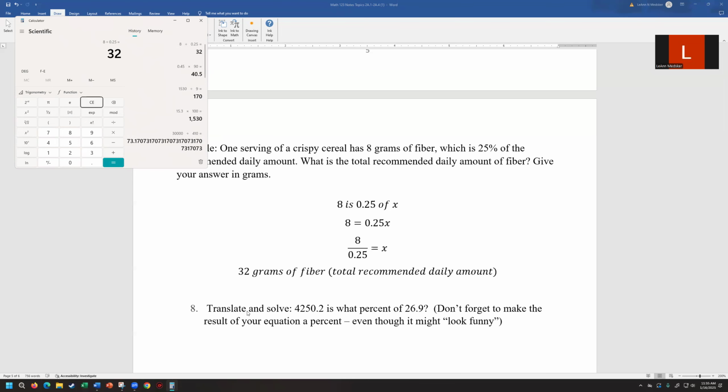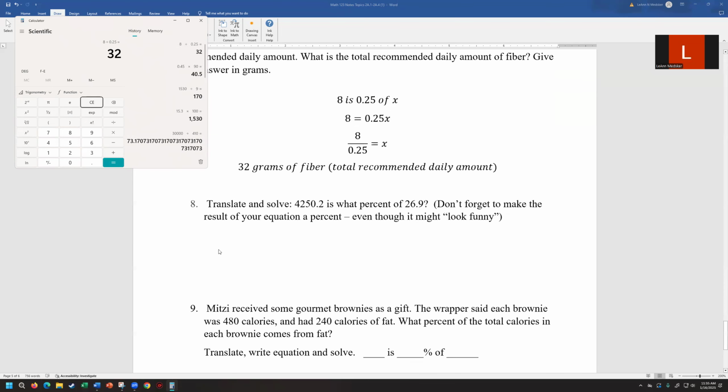Okay. All right, we have just a couple to try together. Translate and solve.